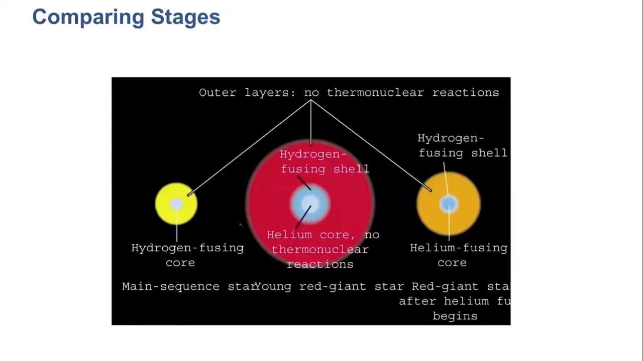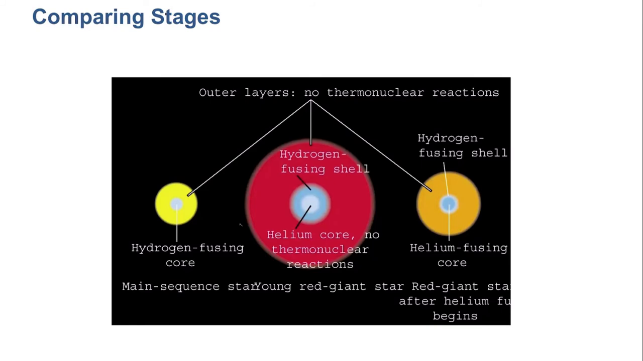Here is a plot showing the interior regions of a main sequence star. On the left, you've got the outer part of the star here, and you're burning hydrogen and helium in the core. This is what a star looks like when it's on the red giant branch. We've just been talking about that. You've got an inert helium core where no nuclear fusion is going on, and then a shell around that where hydrogen is burning.